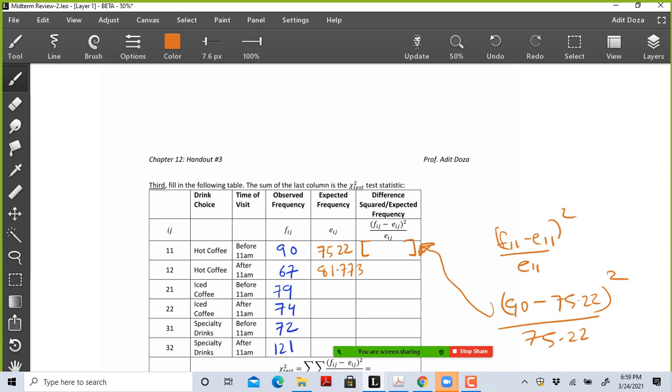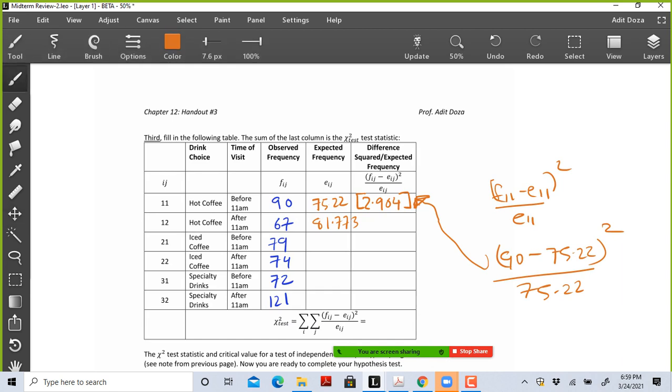14 square, 220. 2.9. Yes, 2.9. Always keep it in 4 decimal places, okay? Okay, 2.904. So something like that. So once you fill up all of them, you fill up this, this, this, this, you will be able to derive the chi-square test statistic value.